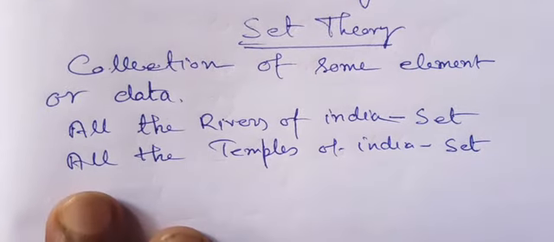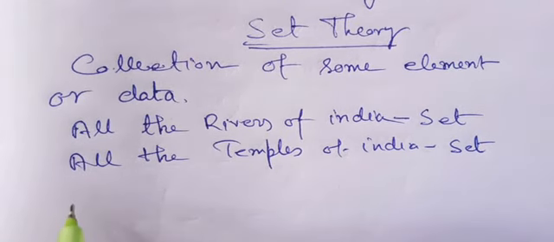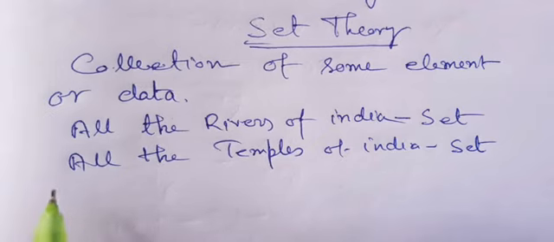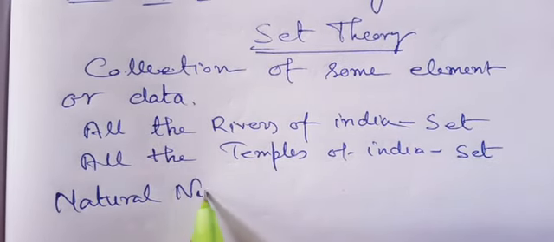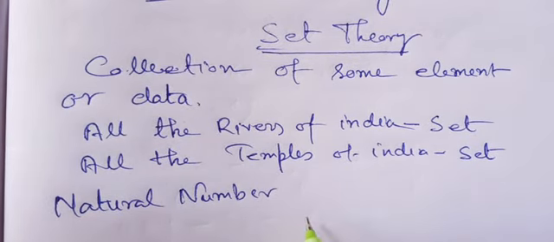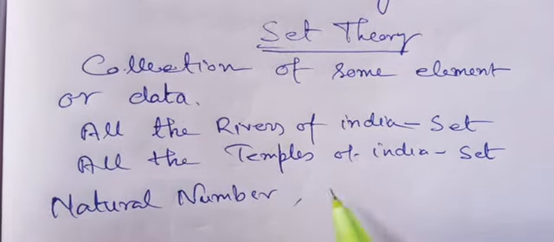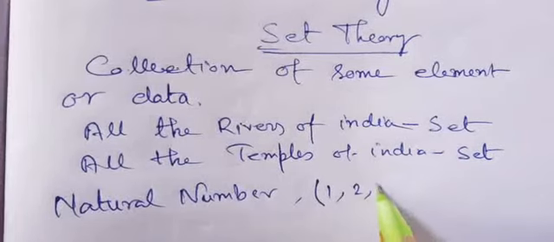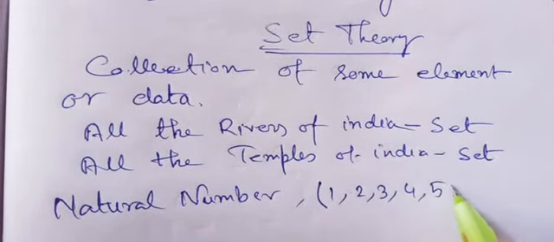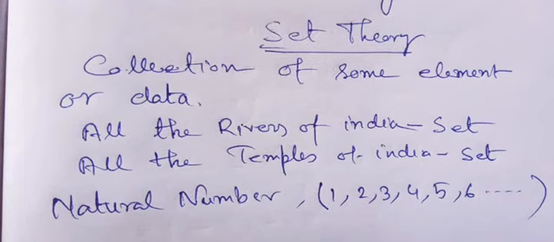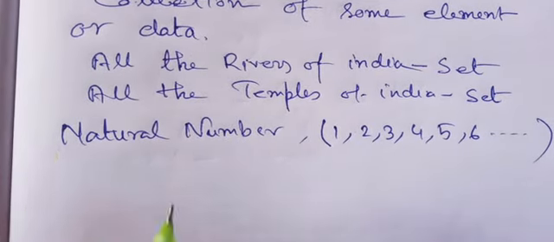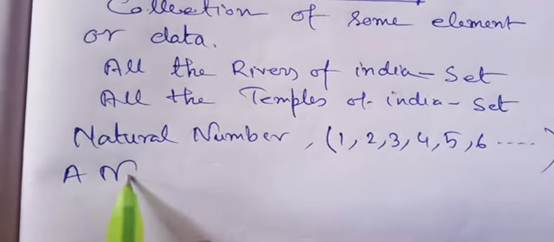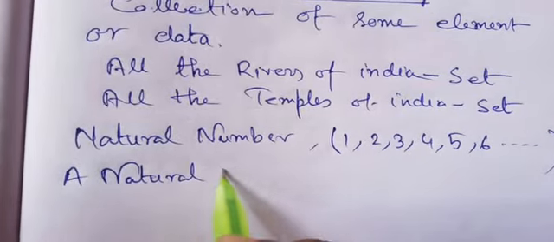Similarly, in math, suppose we know the natural numbers. What are the natural numbers? That is 1, 2, 3, 4, 5, 6. These are the natural numbers. Okay. Now, if we take these together, we can say that it is the natural number set.